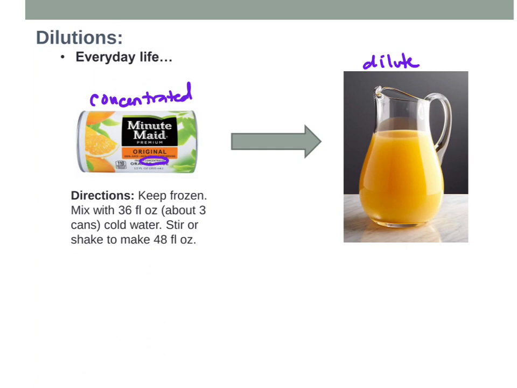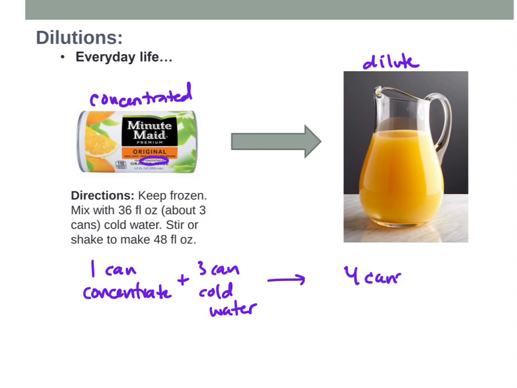And in this case, it has instructions. It says keep 1 can of concentrate, and the instructions say to add 3 cans of cold water. That is going to give you basically 4 cans worth, however much that is. Apparently each can is 12 ounces, but we don't have to get into that. 12 ounces times 4 cans worth of orange juice, of not concentrated orange juice.